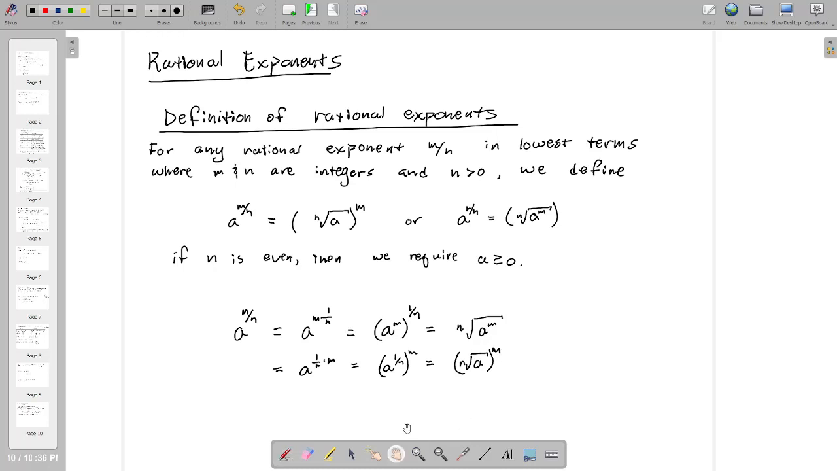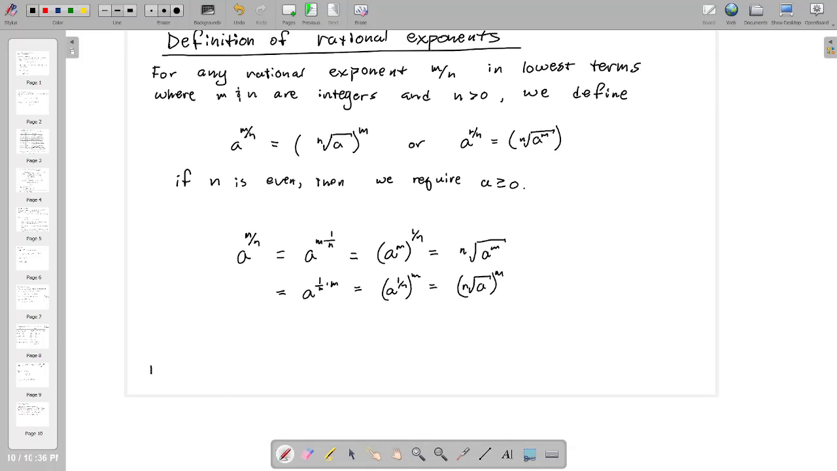Let's go ahead and do an example to see what this looks like: a to the 4 thirds times a to the 7 thirds, divided by a to the 2 thirds. Here we have a to the 4 thirds times a to the 7 thirds. Notice that we have the same base, so we can just add the exponents. We have 4 over 3 plus 7 over 3. Since we have the same denominator, that doesn't change. We just add the numerators and get 11.